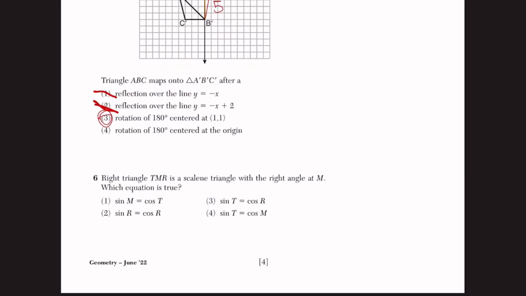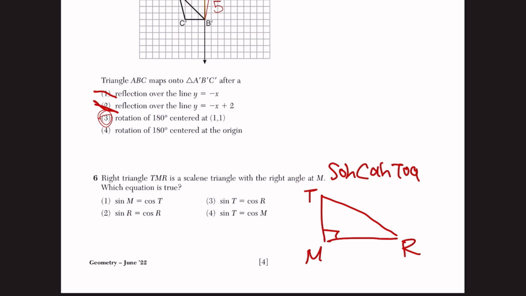Question number 6. Right triangle TMR is a scaling triangle with a right angle at M. Which equation is true? So we can draw out the triangle first. Number 1, sine M is equal to cosine T. Sine M is equal to 3 over 3, which is 1. Cosine T is equal to 1 over 3, so that means it's not true.